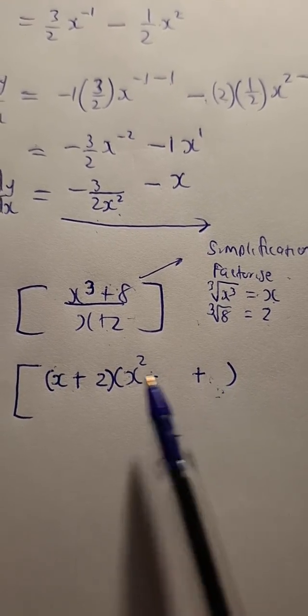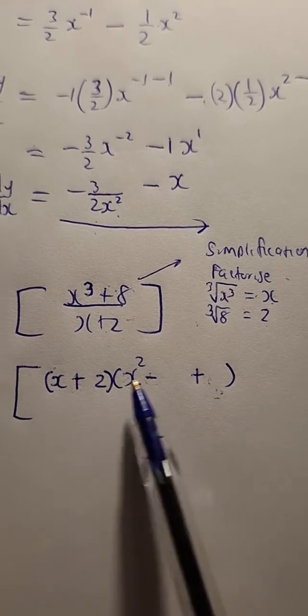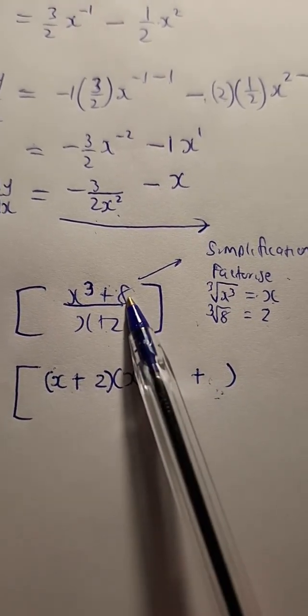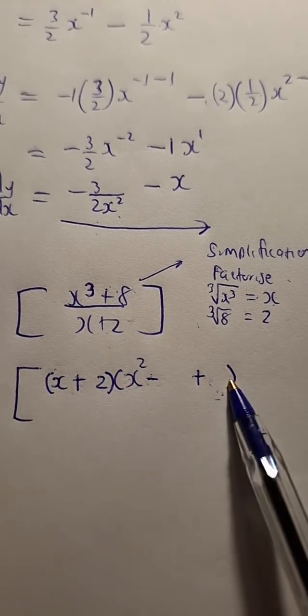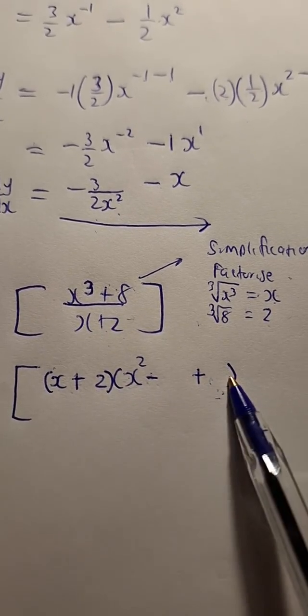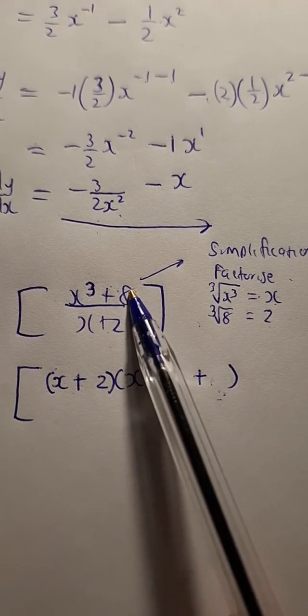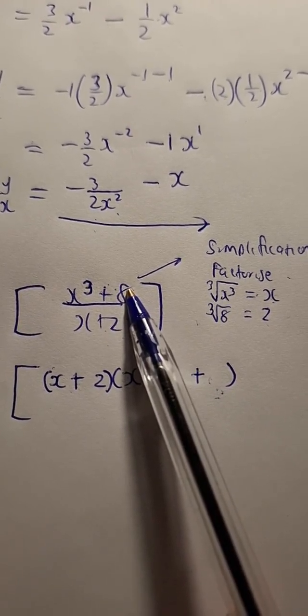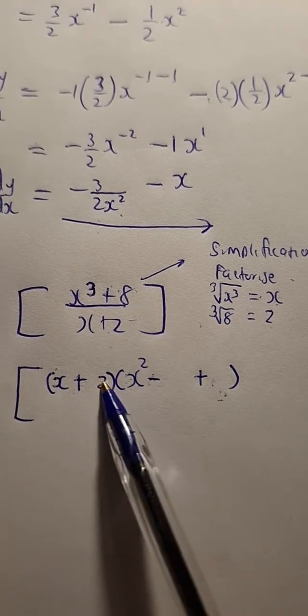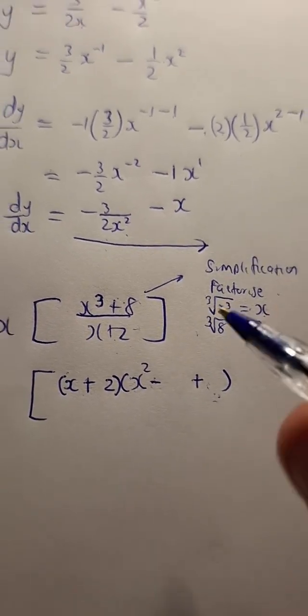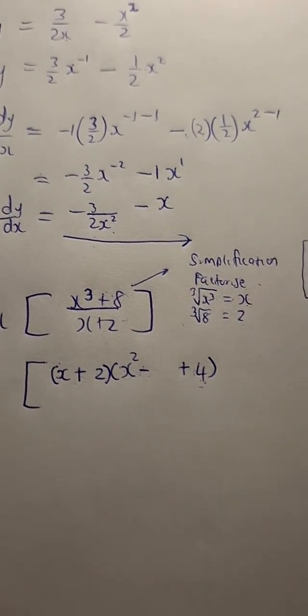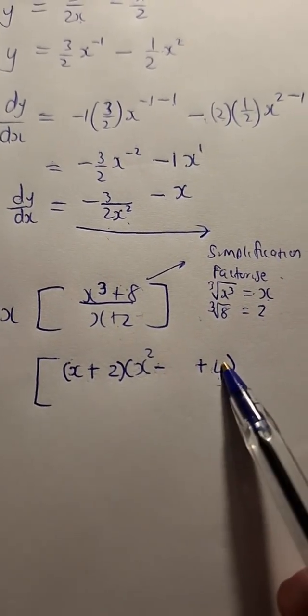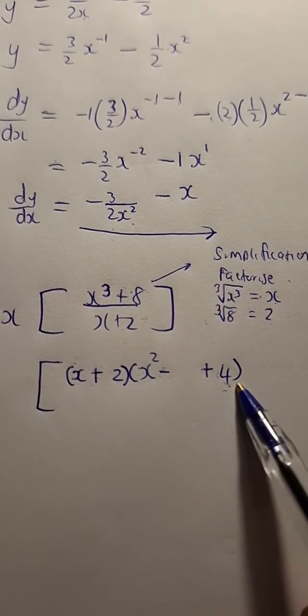Then for your last term in your bracket, 2 times what gives you 8? You see, 2 times what for your last term? 2 times what gives you 8? Exactly. 2 times 4. So you're going to have a 4 for your last term in this trinomial bracket.